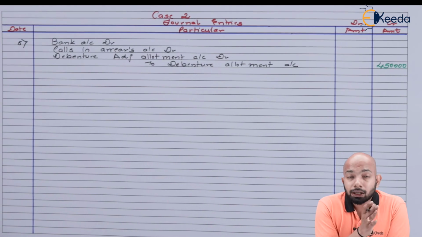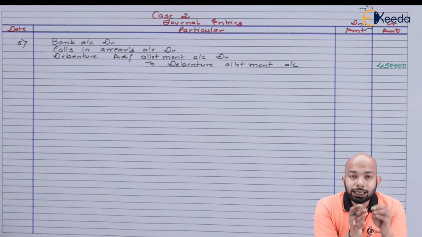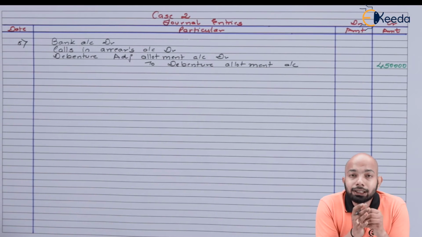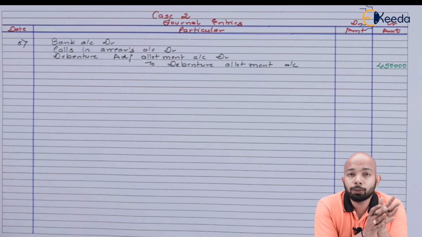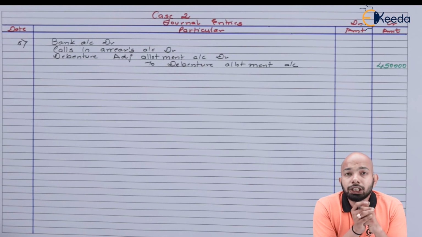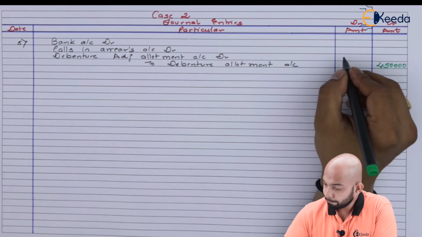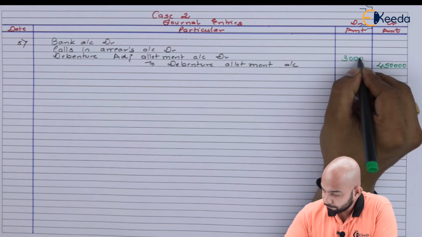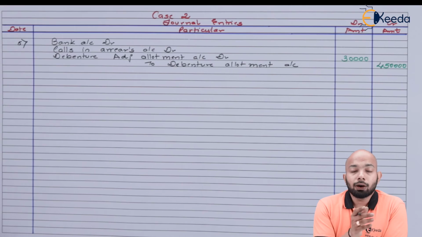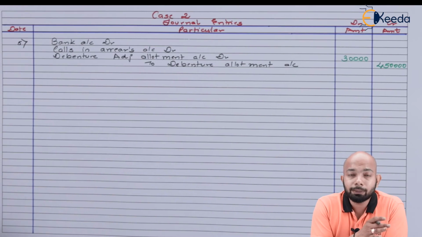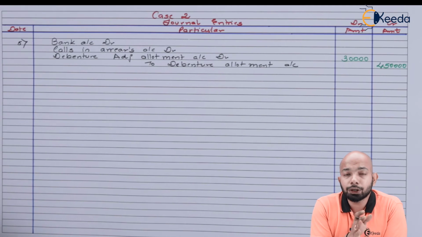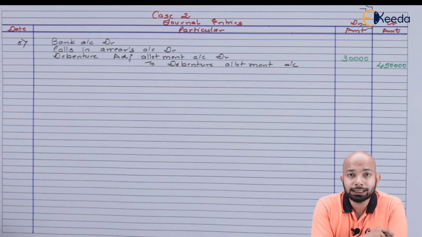Now, the adjustment allotment, rather the additional amount that we have already received in terms of advance, which can be utilized in allotment money adjustment, is amounting to 30,000. Let's mention that on the debit side. Now, calls in arrears here will refer to Mr. A, who had 190 debentures and didn't pay the money referred to allotment here. Let's pass that entry.